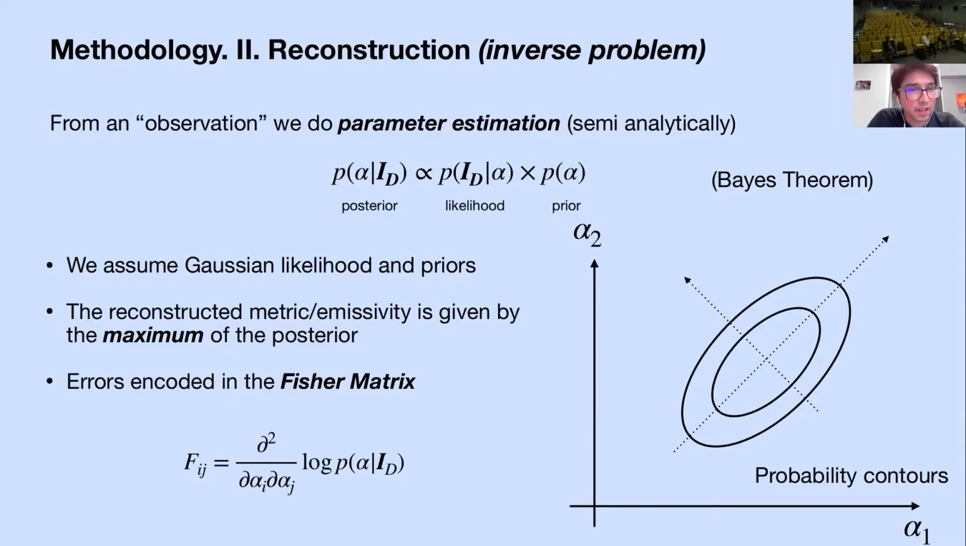And yeah, the reconstructed metric and emissivity will be given by the maximum of this probability distribution, or actually an estimate for the reconstructed parameters. The errors of this estimate will be encoded in the so-called Fisher matrix, which the definition is here, but essentially will be the Hessian of the chi-square of this likelihood function.